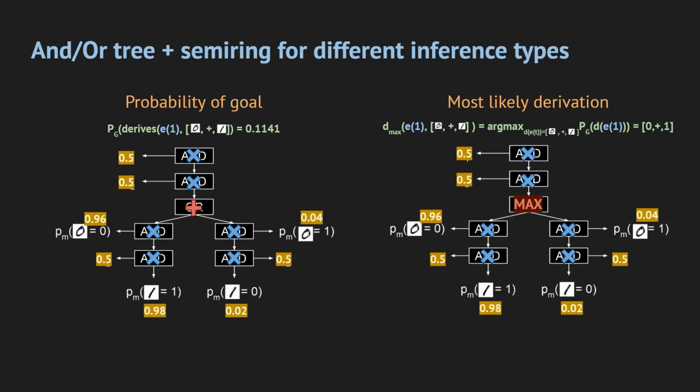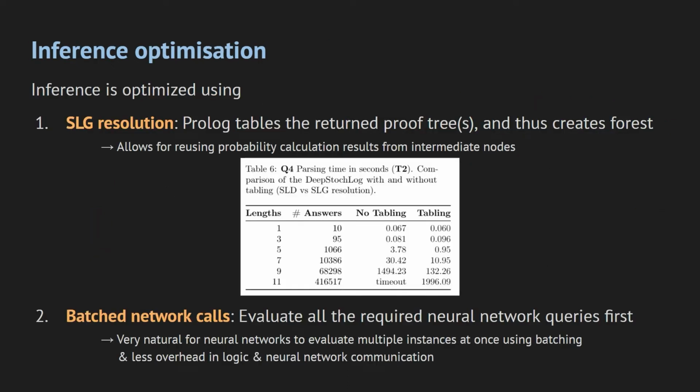Apart from the fact that these probabilities don't require large knowledge compilation like the probabilistic logic semantics that is used in DeepProbLog require, we also optimized inference using multiple tricks. So we use SLG resolution instead of SLD resolution, which tables the returned proof trees, thus reusing a lot of the computation when calculating the total probability. We also batched network calls, where all calls to a particular neural network are delayed and done all at once.